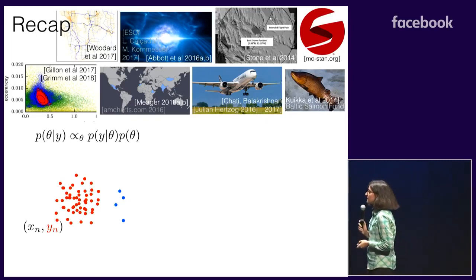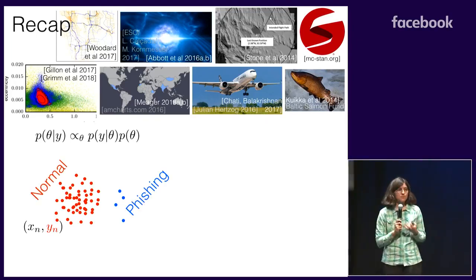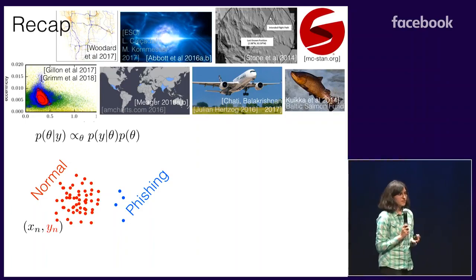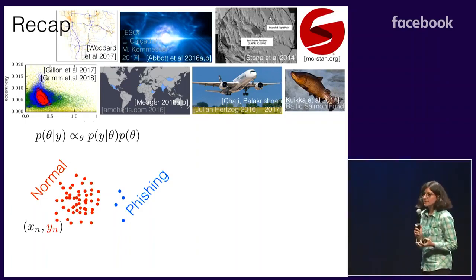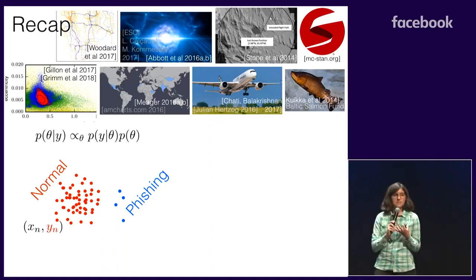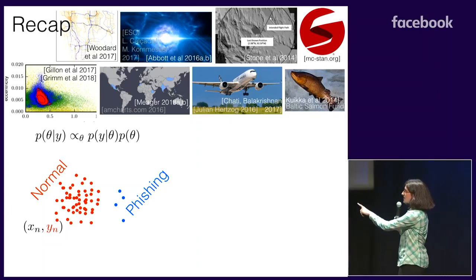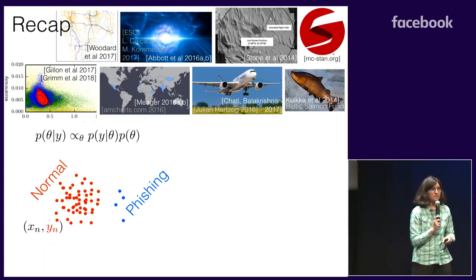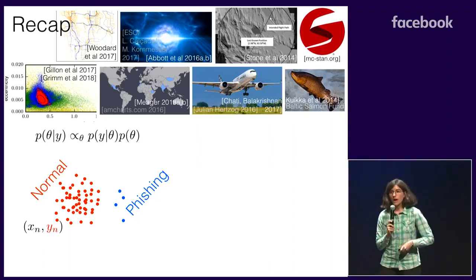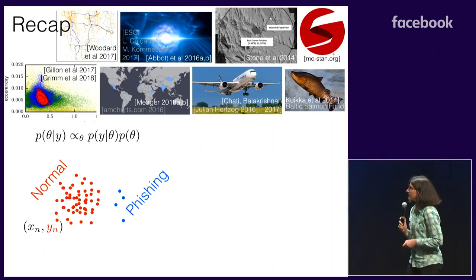So in particular, let's imagine that maybe we have observed a lot of websites. Some of these websites are malicious. They're phishing for your personal information. And some of these websites are perfectly benign. They're just normal websites. For each website, we observe a set of covariates, a set of features, x sub n for the nth website, and we observe a label, y sub n, whether it's malicious or not.